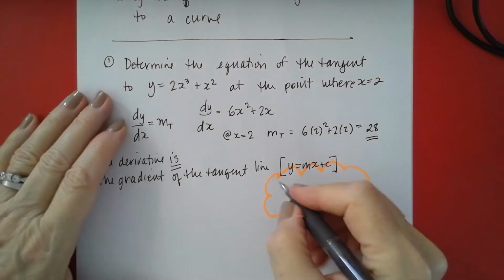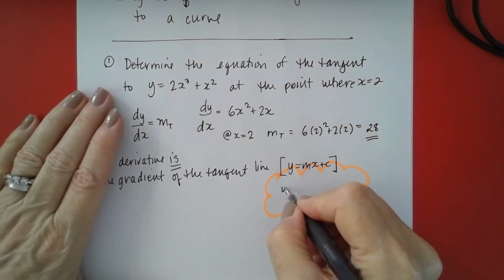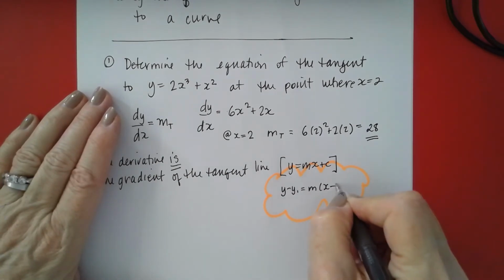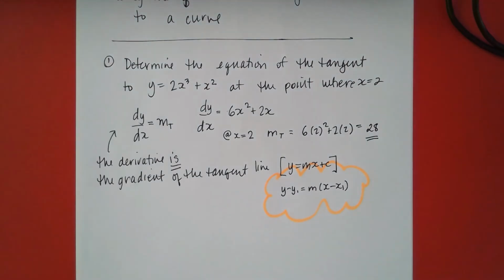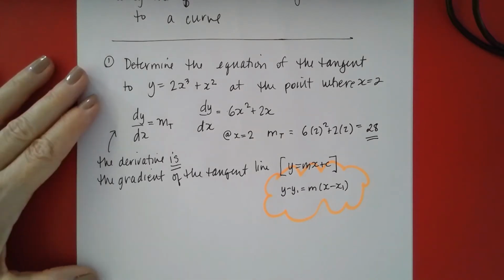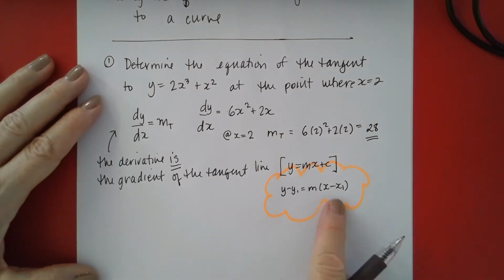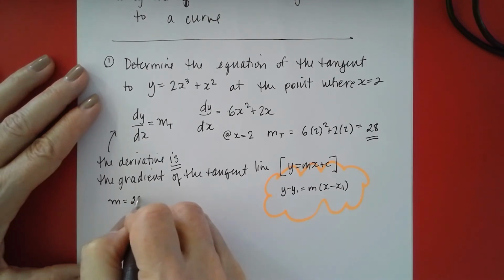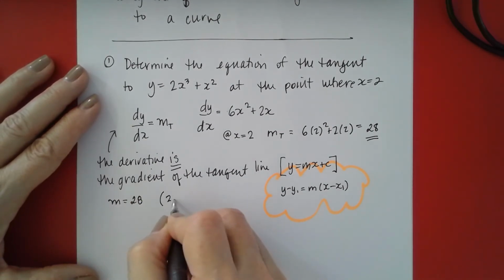It's y minus y1 equals m times x minus x1. This makes it so I don't really have to find c. You might be thinking I don't want to learn another formula, but it's so worth it. It's a really good one. So I need a point, x1, y1, and the gradient. I've got the gradient, 28, and my point is 2 comma something.